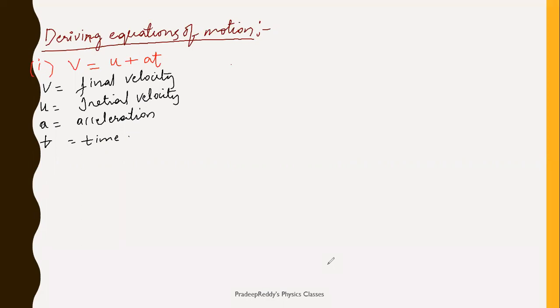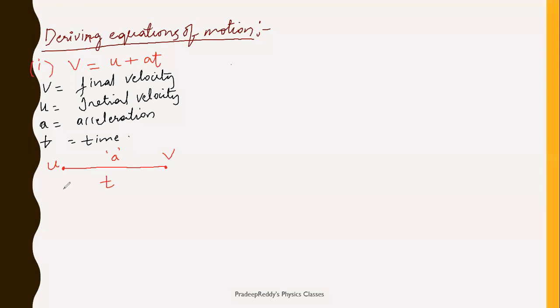Let us consider that a body is starting at one particular point. Its initial velocity is u. It is traveling a certain distance in a particular time t. And finally, when it comes over here, its velocity, let it be v. And during this time, it is moving with constant acceleration a.